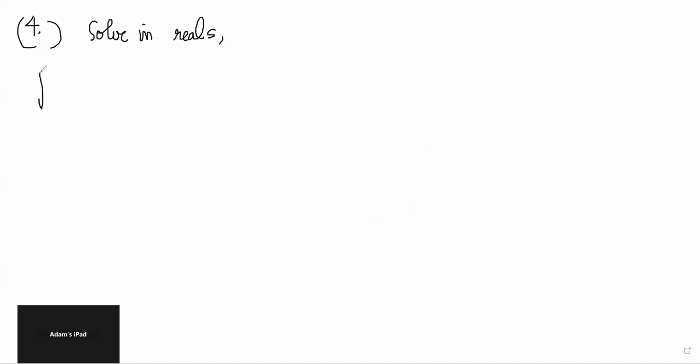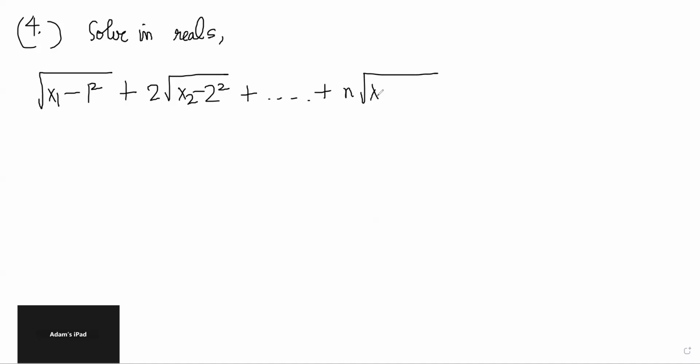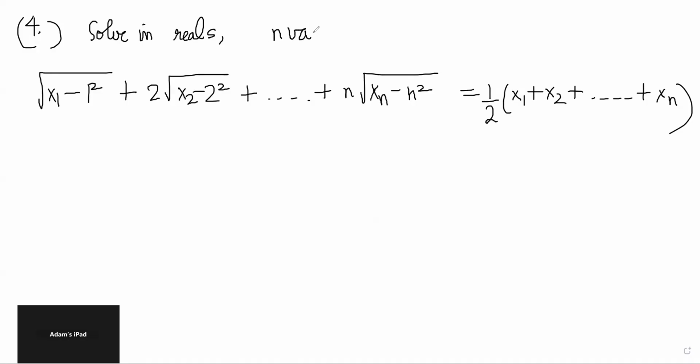The equation was root over x1 minus 1 square plus 2 times root over x2 minus 2 square plus so on. The pattern keeps going on, n times root over xn minus n square is equal to half of x1 plus x2 till xn. Notice that this equation has n variables but only one equation.